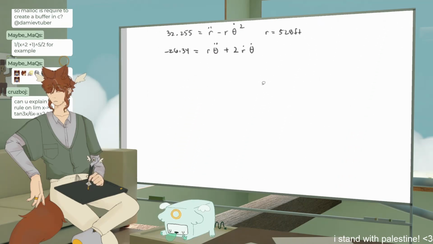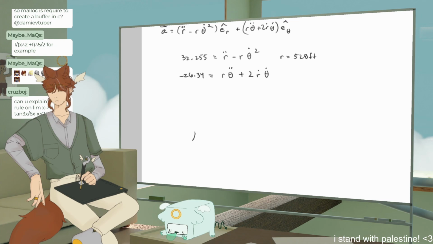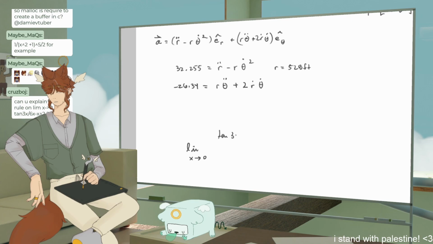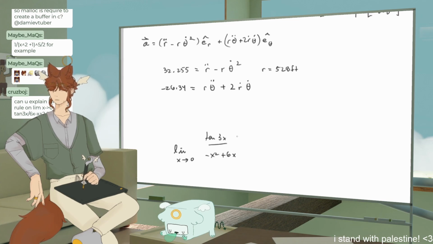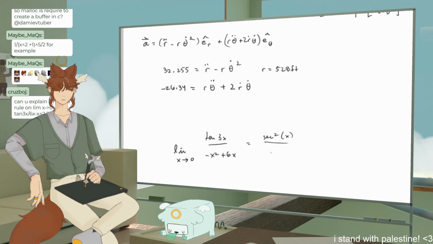Can I explain the L'Hopital rule on limit? Okay, sure. I can take a look. I can attempt. As x goes to 0, of tangent of 3x over 6x minus x squared. I'm going to write it as minus x squared plus 6x. So for L'Hopital's rule, we take the derivative of both the top and the bottom. Our funny little friend, the derivative, which would be, don't mind me googling tan, secant squared x over 2x plus 6.